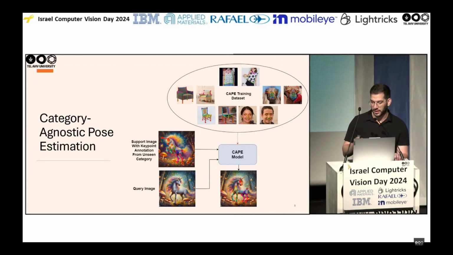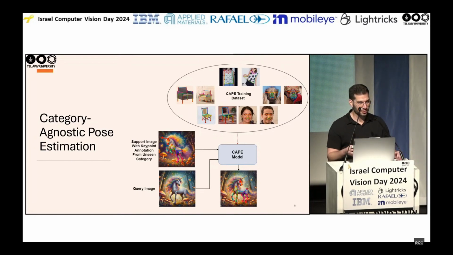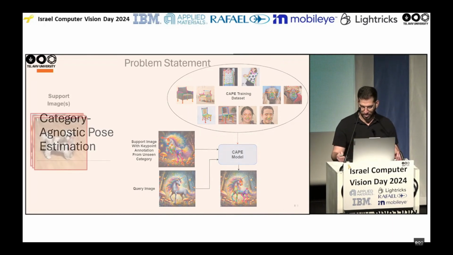CAPE allows us to predict the key points for any object category using just a single model. It works in a few-shot manner, which means that it can generalize to new object categories given just a few examples. We train one model on a diverse set of categories, and then during inference, our model should be able to handle categories it has never seen during training. This approach is powerful because it significantly reduces the cost of data collection and model training or fine-tuning.